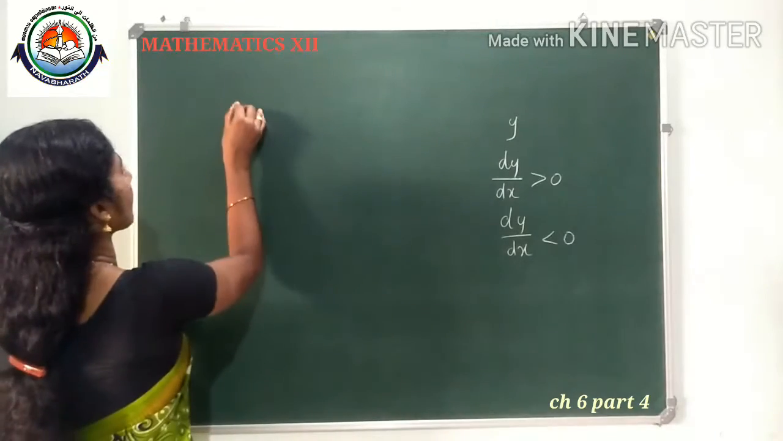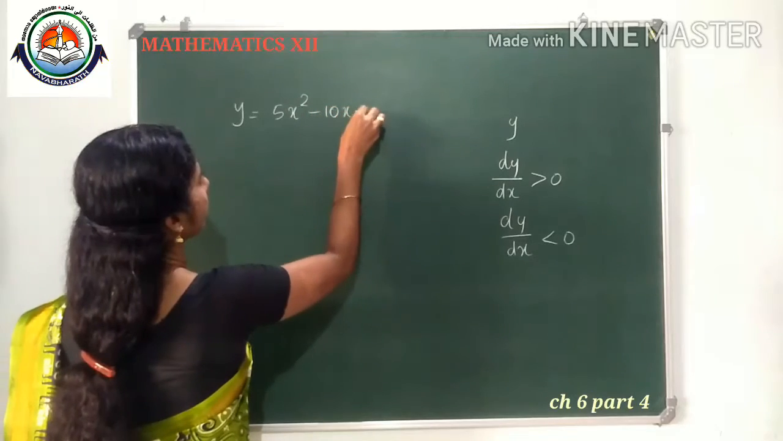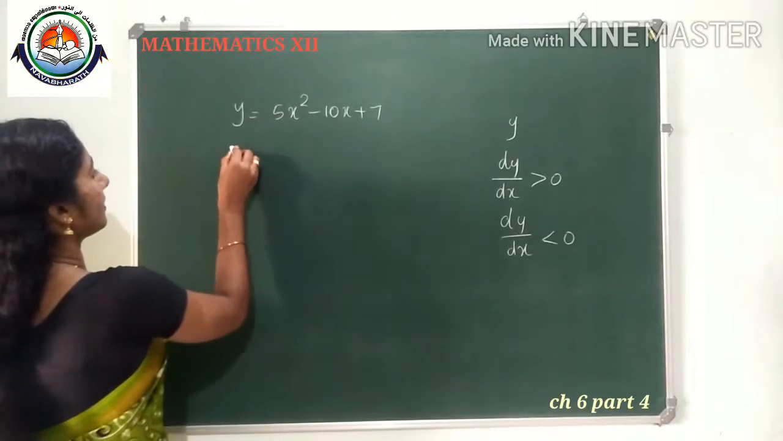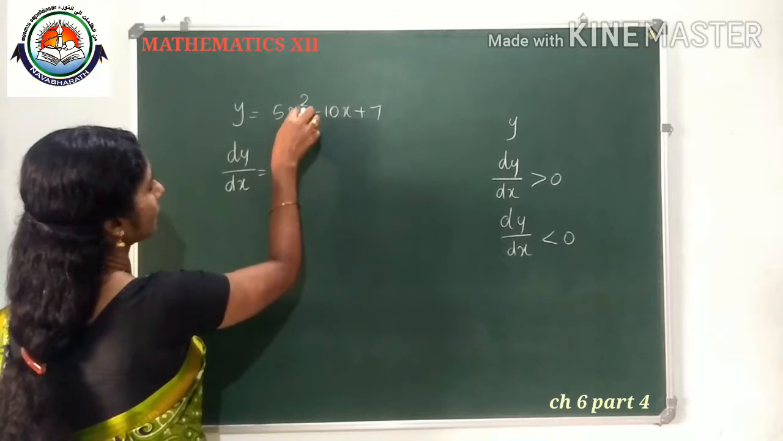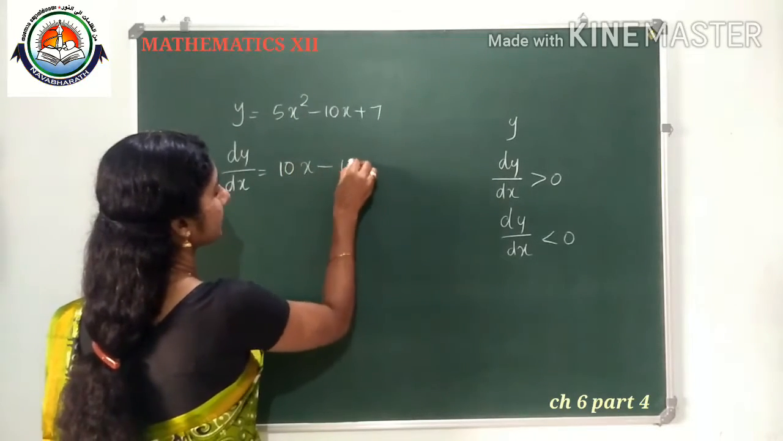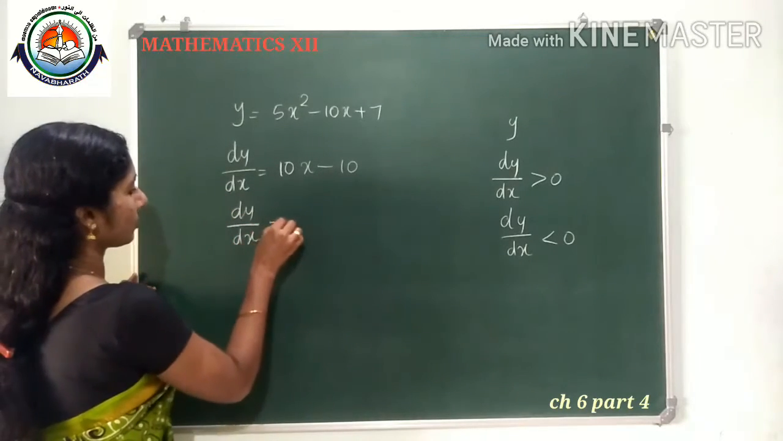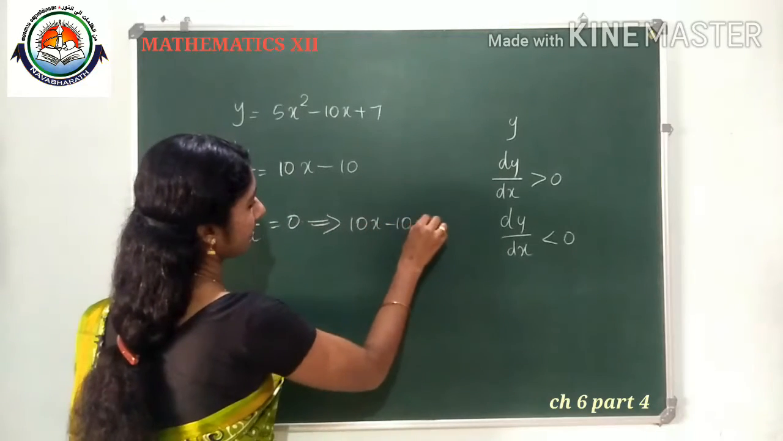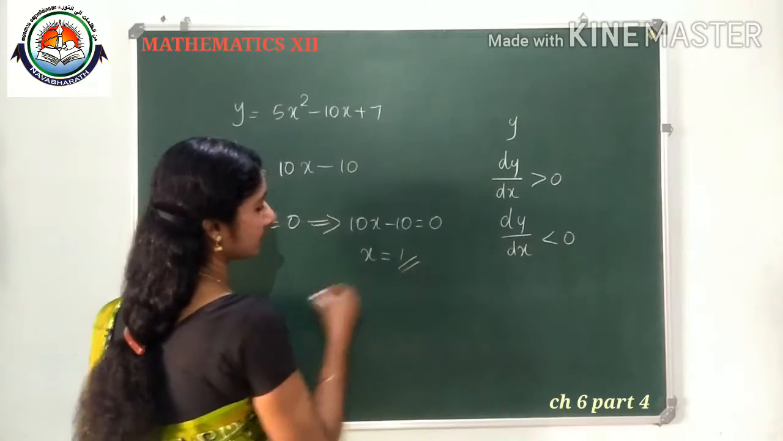One example: y equal to 5x square minus 10x plus 7. What is dy by dx? dy by dx equal to 5 into the derivative of x square, 2x, so 10x, minus 10. If we put dy by dx equal to 0, we get 10x minus 10 equal to 0. So, the value of x is equal to 1.